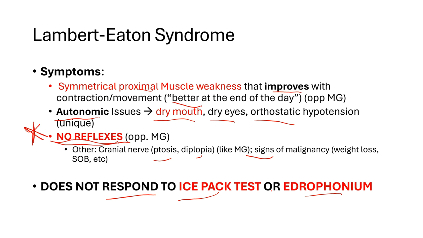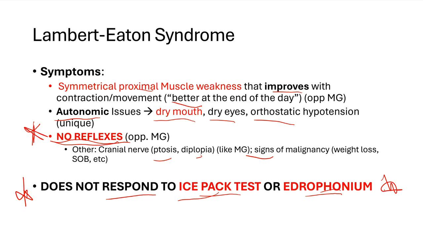It is also important to know that this does not respond to that ice pack test or the edrophonium test or challenge. The reason being is because these tests are going to compete with acetylcholinesterase. That inhibits or slows down acetylcholinesterase, allowing the acetylcholine to remain in the synaptic cleft for longer. The issue with Lambert-Eaton syndrome is that we're not even releasing calcium. Thus, acetylcholine is not in our synaptic clefts to begin with. Thus, these individuals do not respond to this ice pack test.